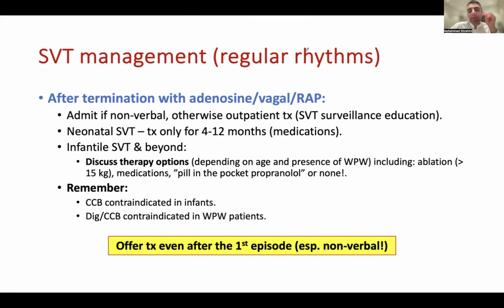Yeah, so I offer ablation above 15 kilograms. I don't care about the age, usually about weight. Of course, in Kuwait at least 15 kilograms is usually 3 years and above. Not 5, so 3.5 years, maybe 4 years and above. Of course, once they are at this weight, I start talking about ablation for WPW patients.